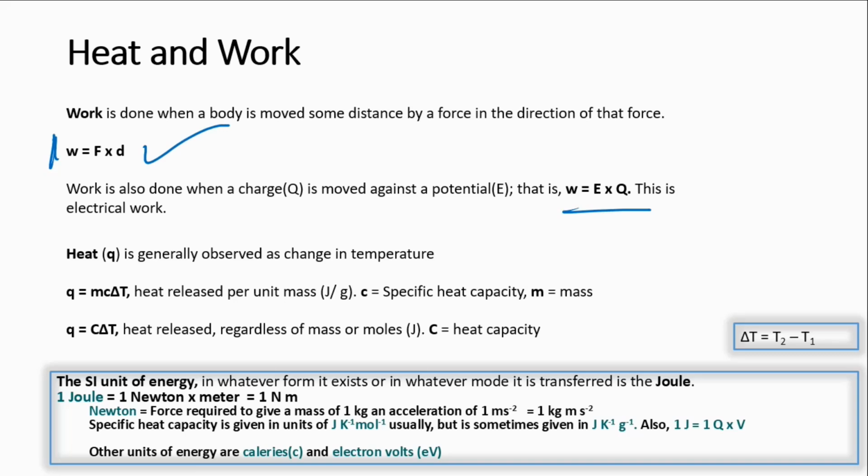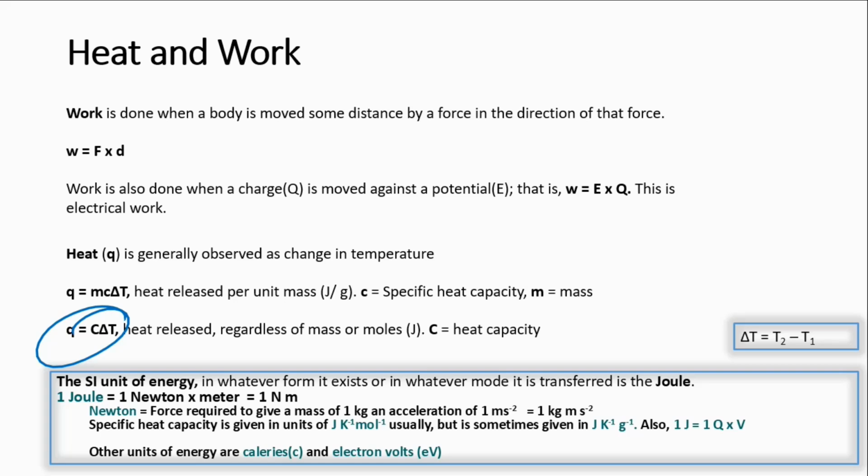Okay? Now, heat. How do we calculate heat? We can use any one of these two formulas. Q is equal to mc delta T, or Q is equal to C delta T. Now you're probably wondering, what is the difference? When do I use which one?